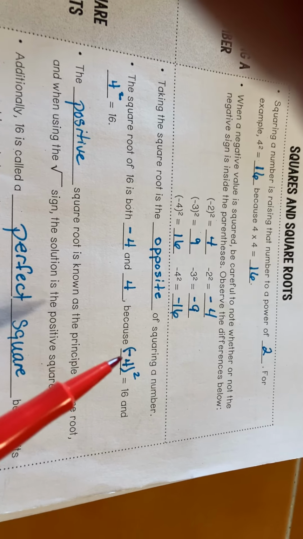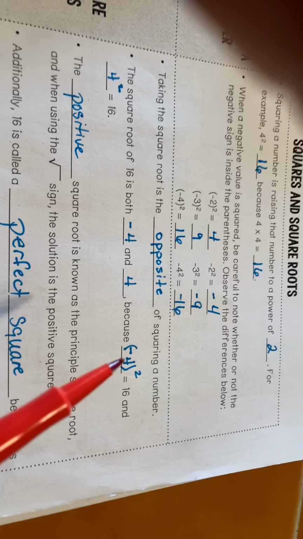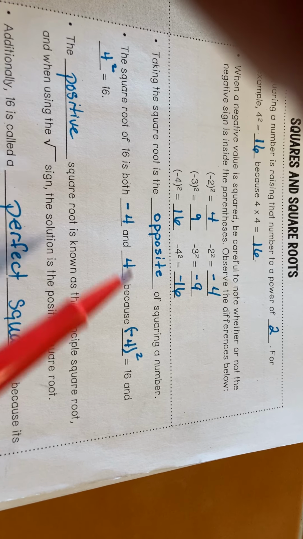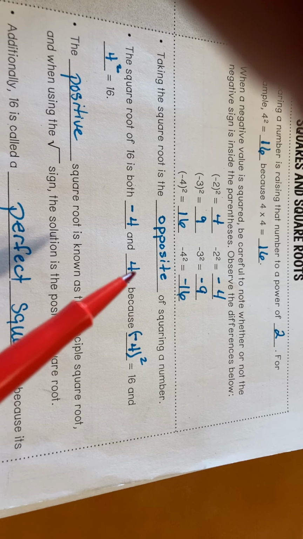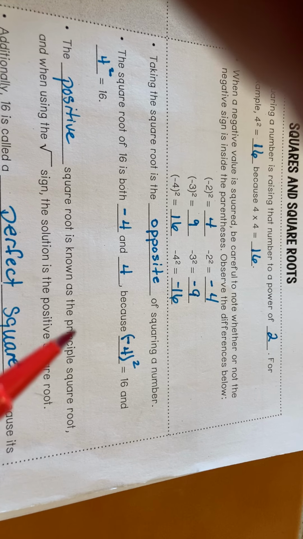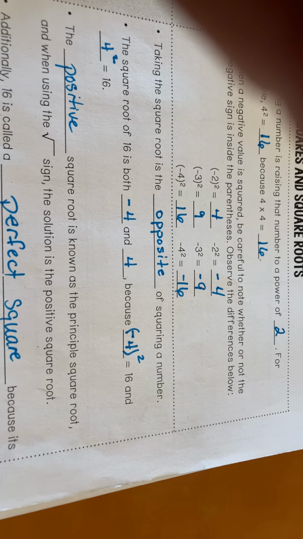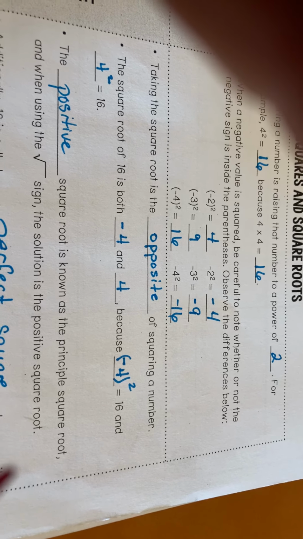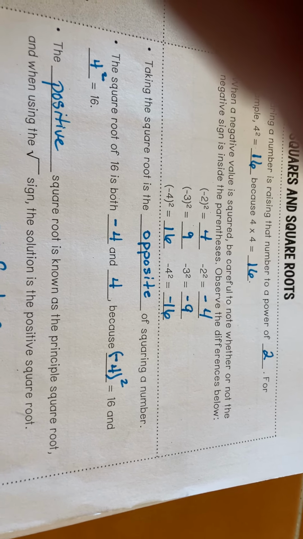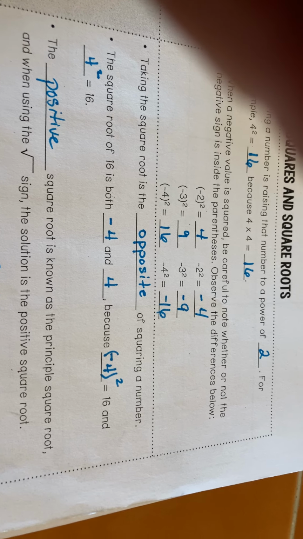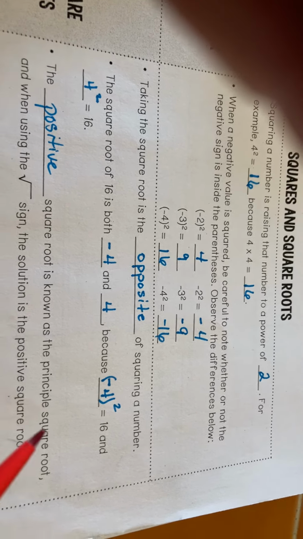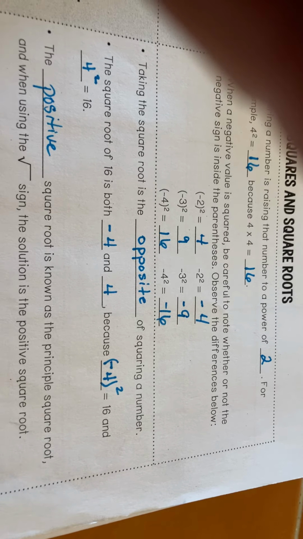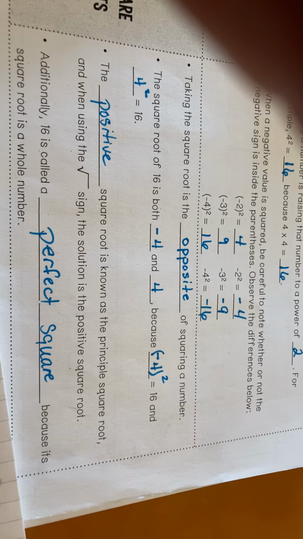So actually, we didn't talk about this much in class, but we have to remember that there are 2 ways to make those. Now, the positive square root, which for 16 would be 4, is known as the principal square root. So whenever we're using the radical sign, the solution is the positive square root.